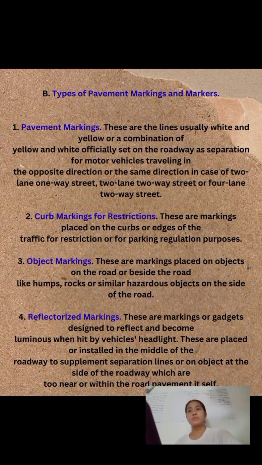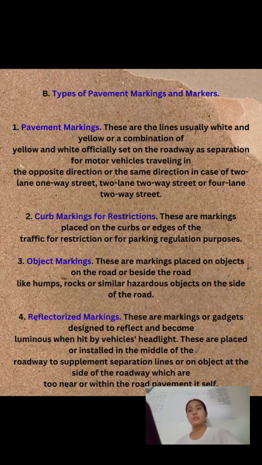Next is the types of pavement markings and markers. First is the pavement markings. These are the lines, usually white and yellow, or a combination of yellow and white, officially set on a road as separation for motor vehicles traveling in the opposite direction or the same direction, in case of a two-lane one-way street, two-lane two-way street, or four-lane two-way street.